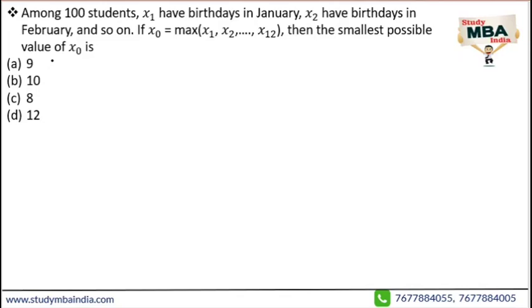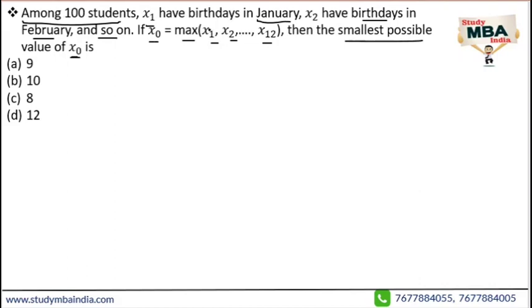This is a very interesting question. Question number 13. Among 100 students, X1 have birthdays in January, X2 have birthdays in February, and so on. If x naught equals the maximum of x1, x2, till x12, then the smallest possible value of x naught is what? We have to calculate the smallest value of x naught, the maximum of x1, x2 to x12.